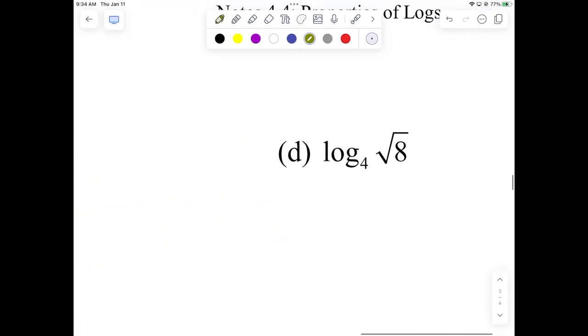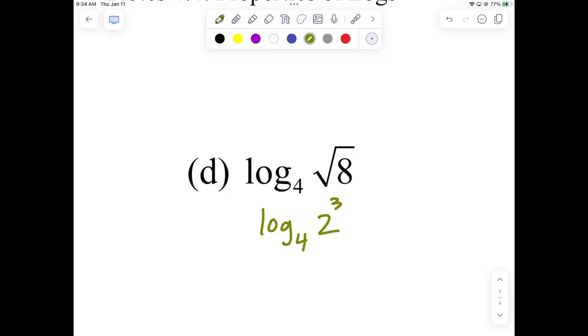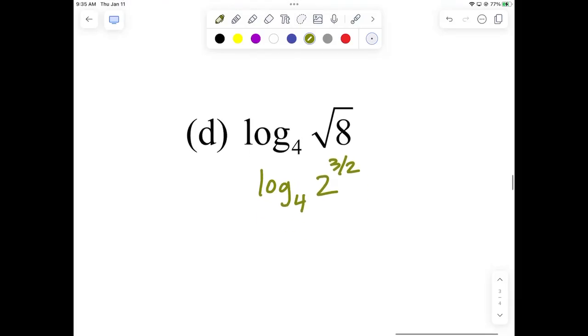All right, log base 4 of 8. What the heck? Okay, so that's log base 4 of 2 cubed. 2 cubed gives me 8, and the square root makes it 3/2. Very good. We divide it by 2. Divided by 2? Why would I divide it by 2? Let's bring 3/2 to the front, and that's what we did before. 3/2, log base 4 of 2.